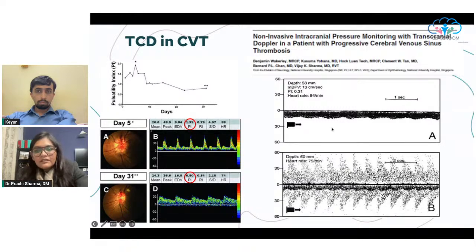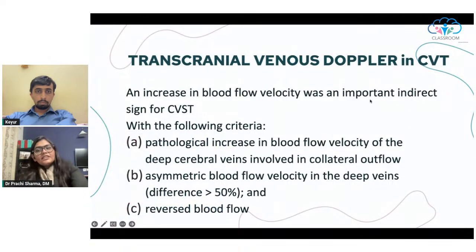And we can identify the basal vein of Rosenthal as it lies because of its close proximity to the PCA, the P1 and the P2 PCA. So for transcranial venous Doppler, the findings that are reported in literature on CVT patients are there will be a pathological increase in the blood flow velocity in the deep cerebral veins which are involved in the collateral outflow.